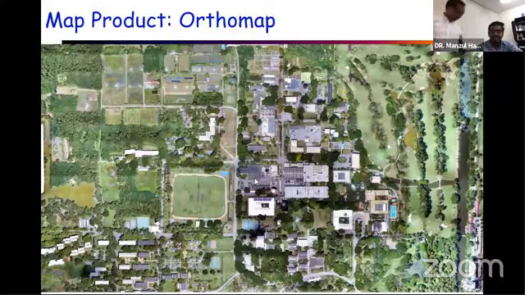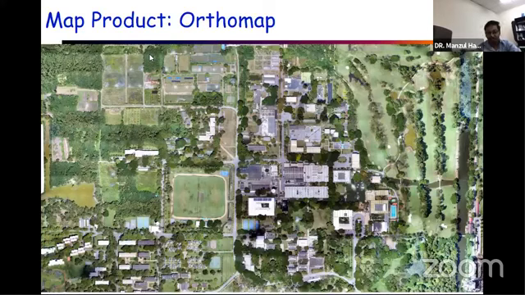And this is the map product. This is the Asian Institute of Technology, the institute we are based on. The total area is around 1 square kilometer. So this is the map we have created using our fixed wing drone.